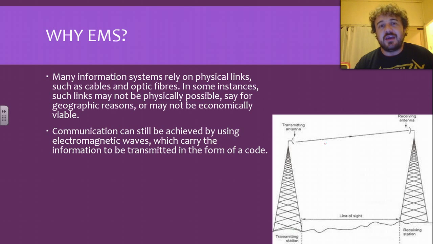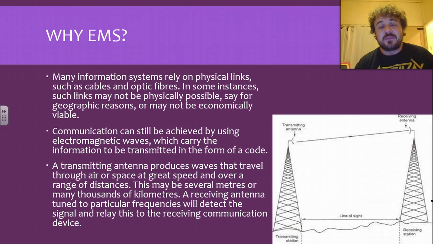We can still achieve communication using electromagnetic waves. That's cool. They carry information in the form of a code to be transferred from one place to another via both a transmitting antenna and a receiving antenna. The transmitting antenna produces the wave and sends it out at the speed of light, which is 300 million meters per second, or 3 × 10⁸ meters per second. You can do it over several meters, where you'll never notice how fast it is, or thousands of kilometers, where there will be a lag, but you can see it. So it works really well.